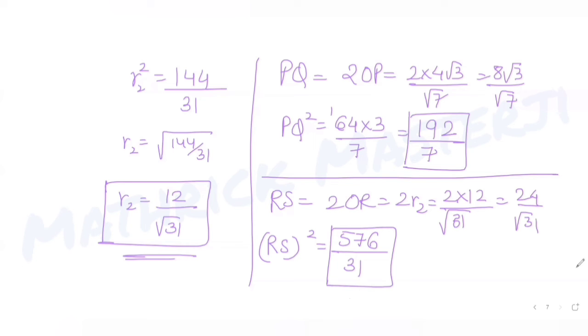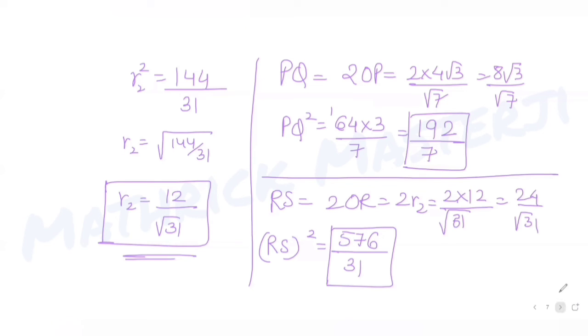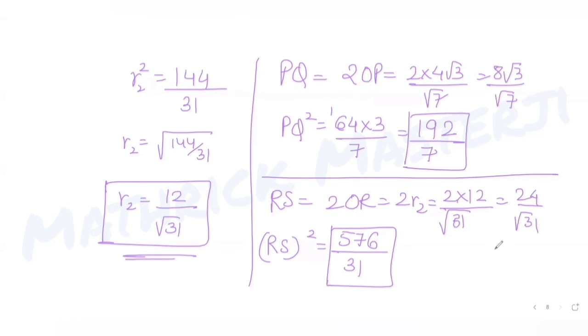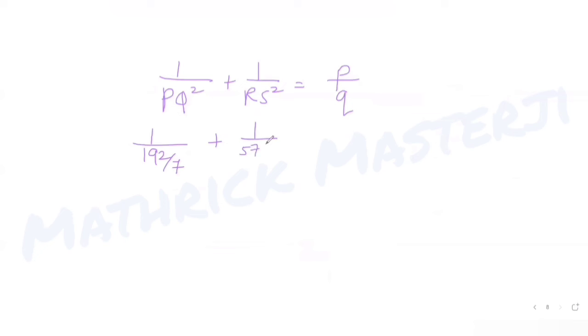So I have PQ square with me, I have RS square with me. Now let's just put that in the expression. So the question tells us 1 over PQ square plus 1 over RS square is equal to P over Q. So if I try to solve it, 1 over PQ square is 7 over 192. This is 1 over 576 over 31. So this is equal to P over Q. So if I solve this, I get 7 over 192 plus 31 over 576 equals P over Q.